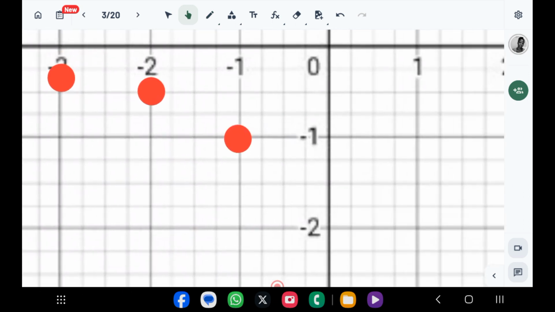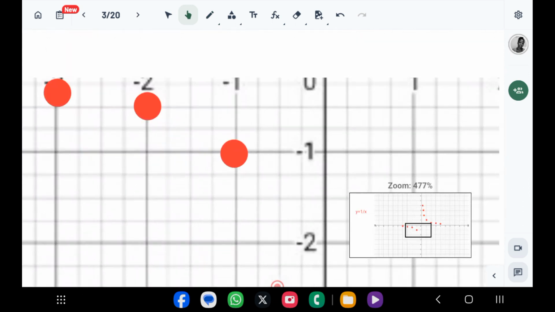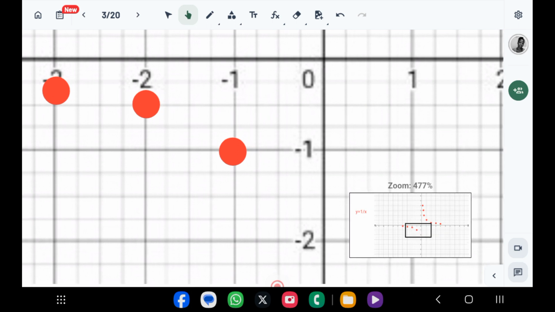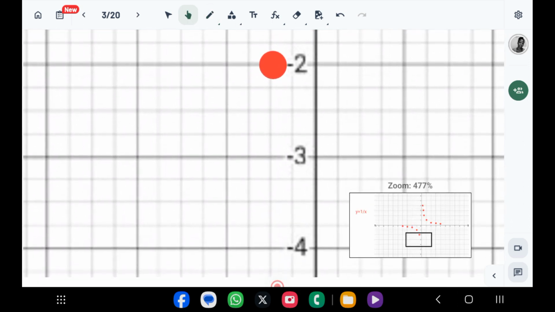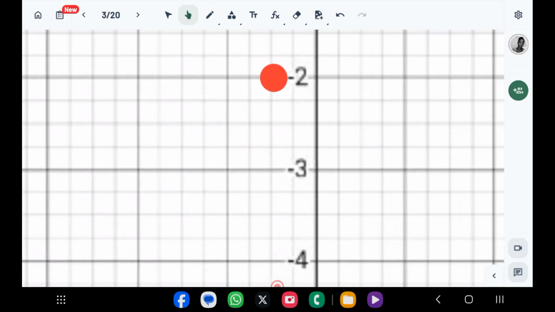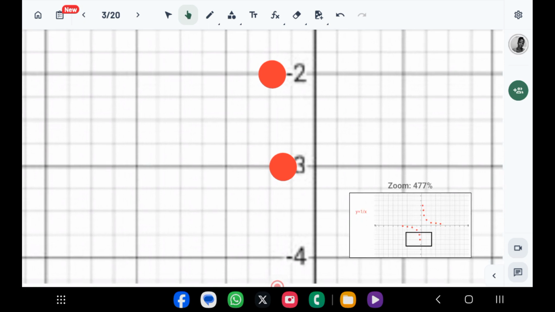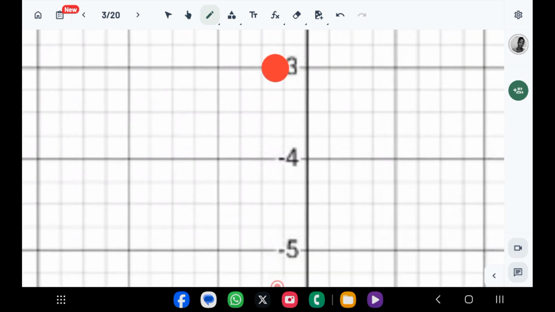Now, between negative 1 and 0, we have negative half. When x equals negative half, y equals negative 2. There is negative 2. When x equals negative a third, y equals negative 3. Right there in the middle. When x equals negative a quarter, y equals negative 4. I'm going to plot out the 4 there.